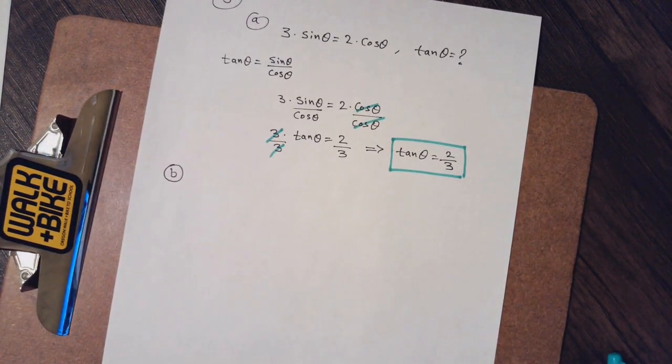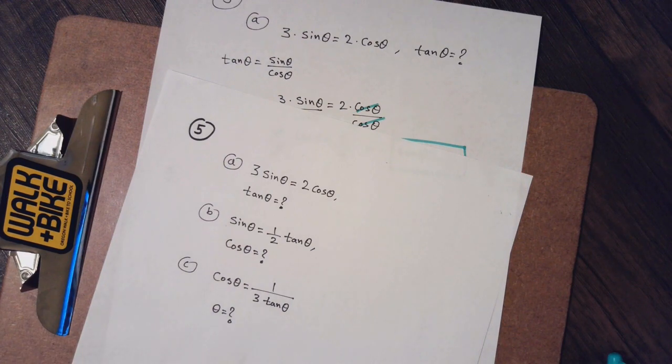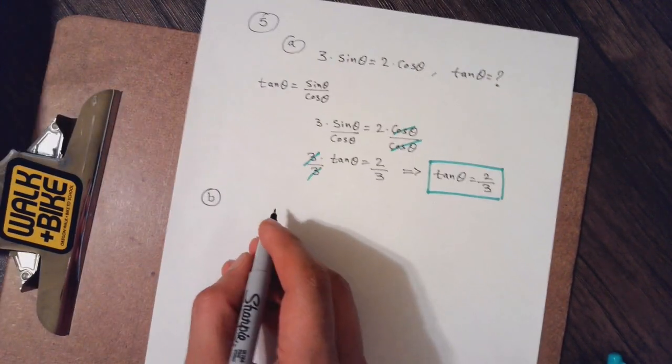And you'll be amazed, just practicing things, how easy they start looking if you practice them. So, okay, next one. Sine theta equals half of tan theta. What is cosine theta? I'll write it here again.